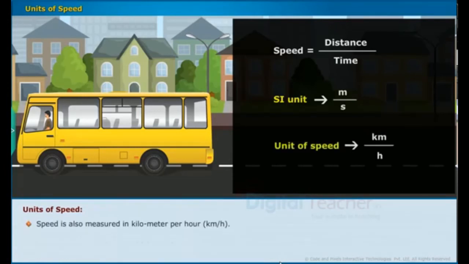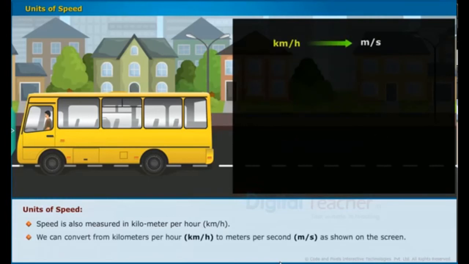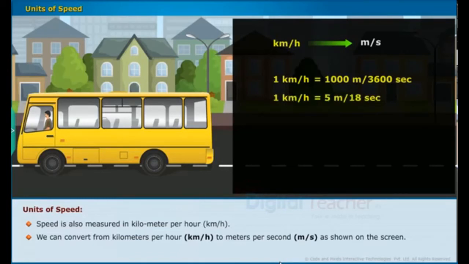Speed is also measured in kilometer per hour, which is simply written as km/h. We can convert from kilometers per hour to meters per second as shown on the screen. A kilometer has 1000 meters and an hour has 3600 seconds. So 1 kilometer per hour is equal to 1000 meters divided by 3600 seconds. That is equal to 5 by 18 meters per second.